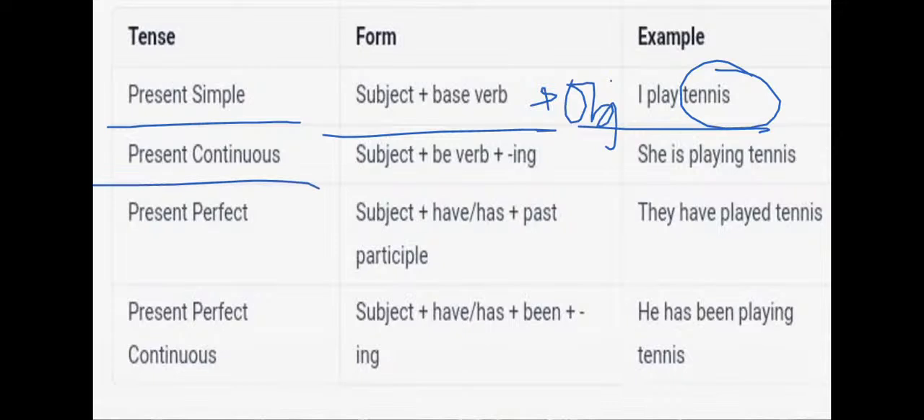Now present continuous or progressive. Subject plus be form of the verb plus ing. Be form means is, am, are.